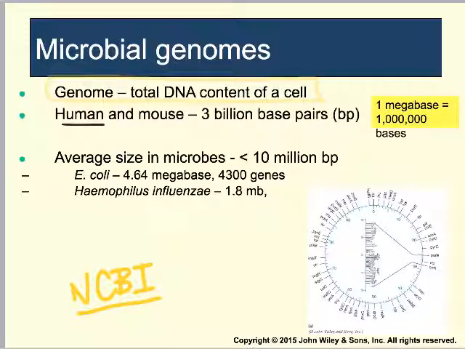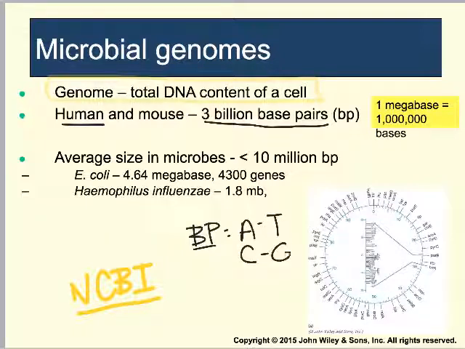The human and mouse genomes are 3 billion base pairs. Remember, base pairs are like A paired with T or C paired with G. When we're talking about DNA, the units that we use are base pairs. They're talking about megabases. A megabase is 1,000,000 bases. In microbes, like bacteria, typically the genome is less than 10 million base pairs.